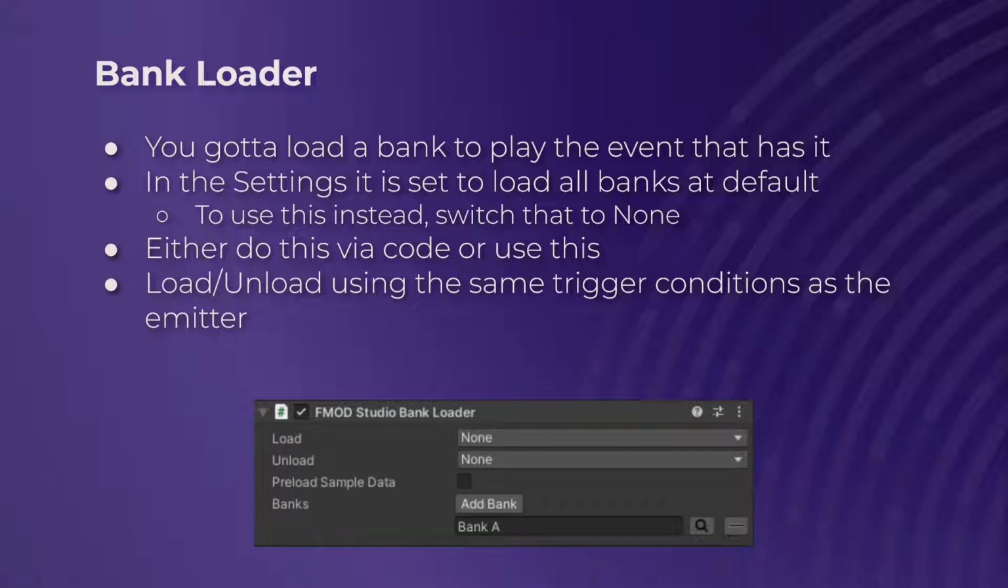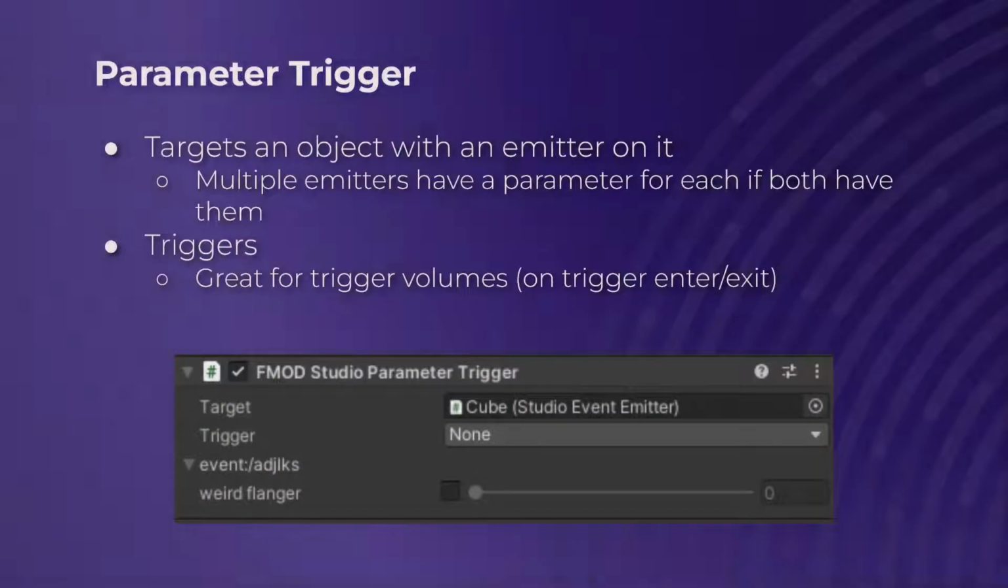And load and unload, both of those use the same trigger conditions as the emitter. So you can do like on object start, on trigger enter, on trigger exit, whatever it is. And preload sample data, once again, that's preloading the data from the sample, keeps it in memory until the scene ends. Alrighty, now parameter triggers. These ones are cool.